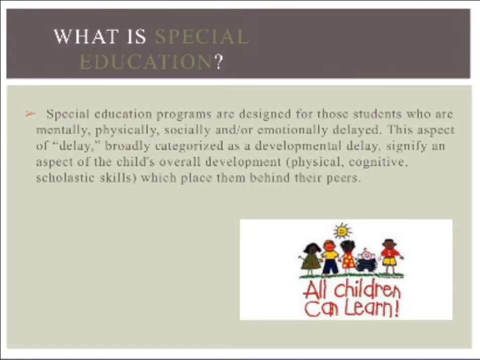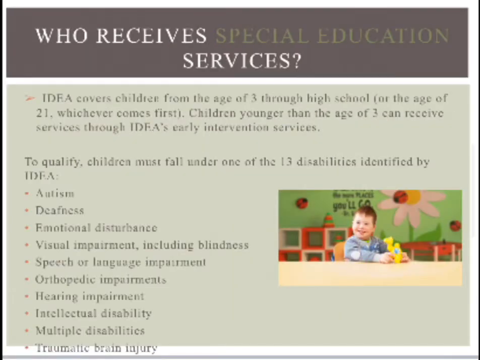Special education programs are designed for those students who are mentally, physically, socially, and/or emotionally delayed. These aspects of delay, broadly categorized as a developmental delay, signify an aspect of the child's overall development: physical, cognitive, scholastic skills, which place them behind their peers. So who receives special education services? IDEA covers children from the age of 3 through high school.